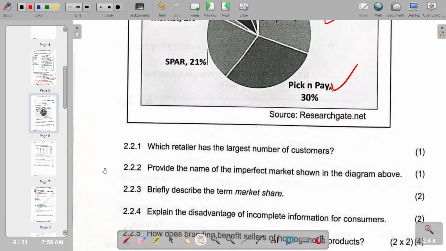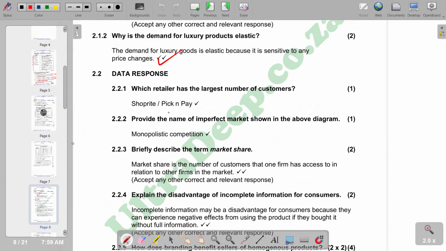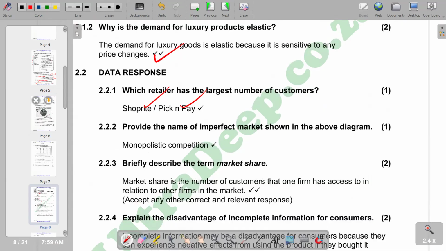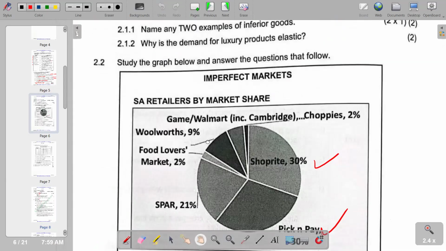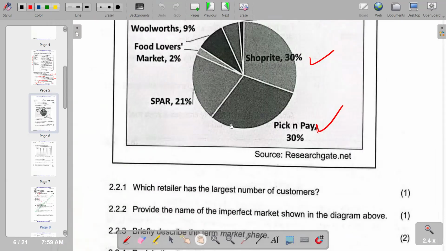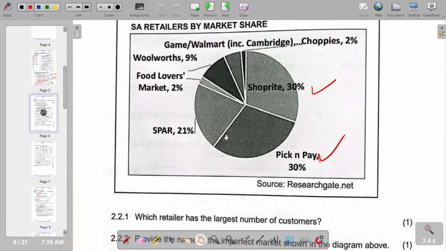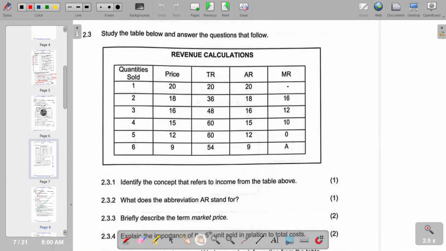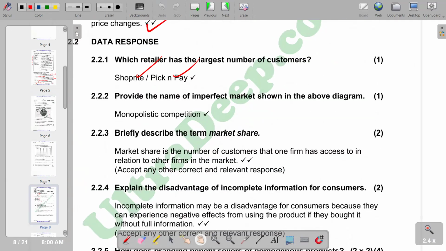That is according to our 2.2.1, whereby we are saying ShopRite, and also we have Pick n Pay. So moving on to the next question, which is our question 2.2.2, provide the name of the imperfect market shown in the diagram above. So this is a market structure whereby we have got many retail outlets indicating that it's a monopolistic. Remember, in the monopolistic, we have got many firms that are operating, and also they are selling differentiated products, which is the case that we have in terms of ShopRite, Pick n Pay, Spar, etc. They sell differentiated products, so that becomes a monopolistic competition. So this is the response that we have, whereby we are talking about a monopolistic competition.